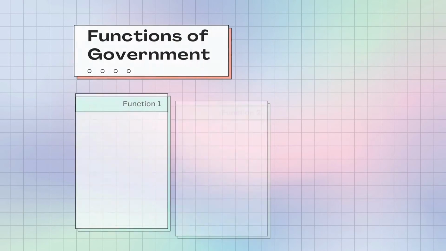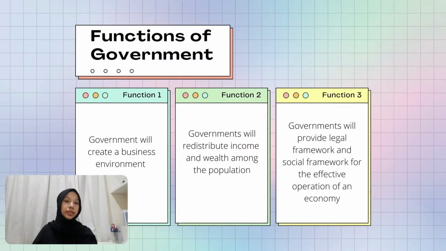Now I will explain the first question, which is the important functions of governments. Firstly, the government will create a business environment which encourages competition among producers. This can increase efficiency in the utilization of resources and produce better quality products.